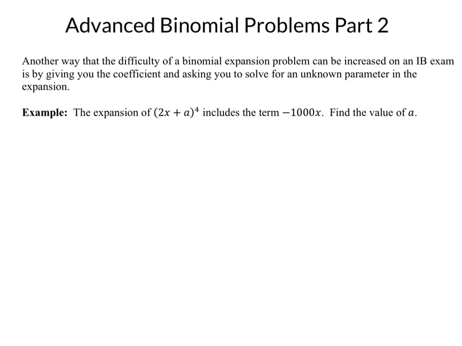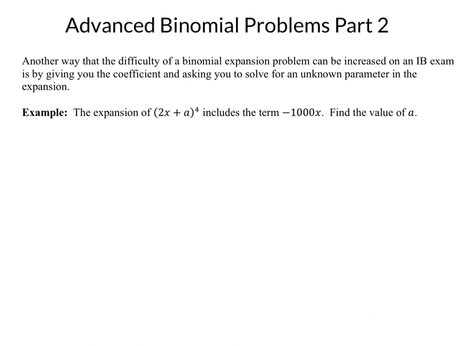So in the beginning of our study of the binomial expansion theorem, we really focused on finding specific coefficients of these expansions. One of the ways that these binomial expansion problems can be made a little bit more complicated is instead of asking you to find the coefficient, they'll give you the coefficient and ask you to find the parameter, to find the value of some unknown in the problem.